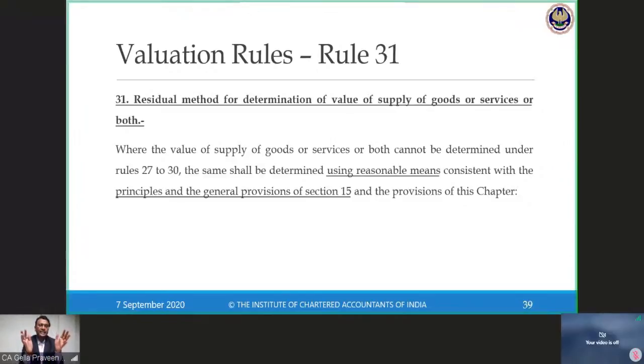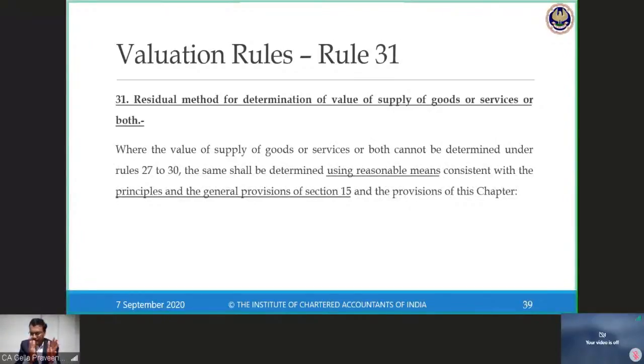Keep in mind, in this industry it is not easy, it is not possible to determine the value because of the complexity in the nature of business, so I get into Rule 31, which is called best judgment, where my principles laid down under Section 15 say, look at the value, transaction value. Inclusion, have you added these things? Exclusion, have you eliminated discount? Then derive something called value of supply.